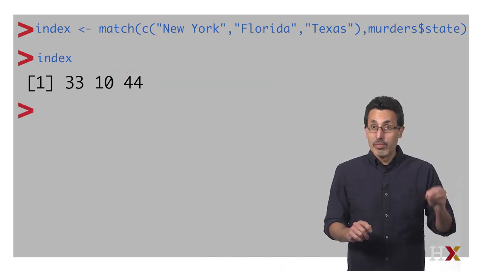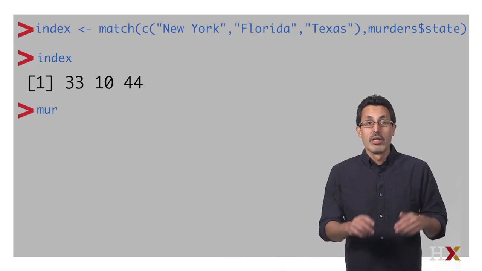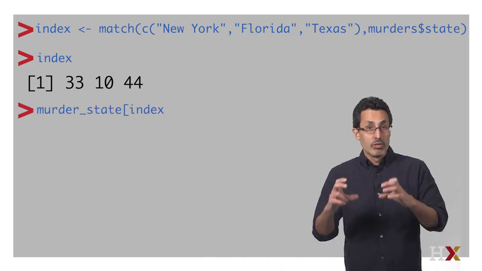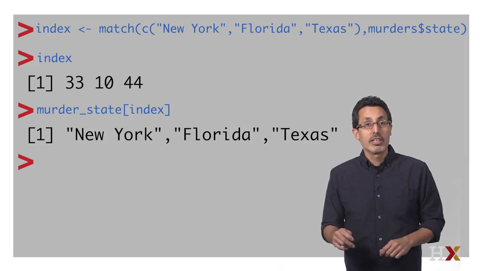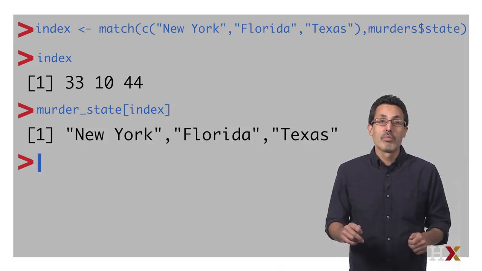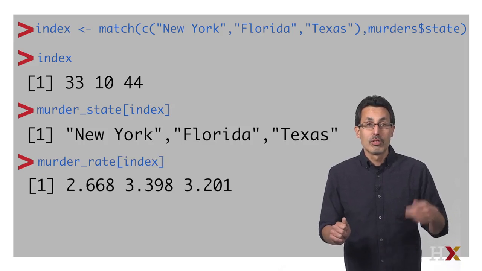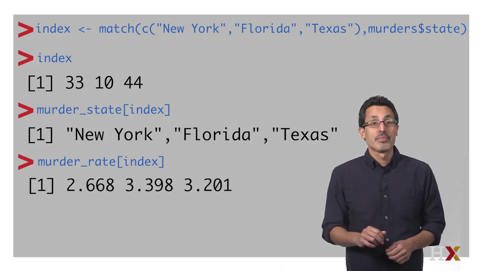So now to confirm that we did this right, we can simply type state of index, and see that we actually got the three states we wanted, New York, Florida, and Texas. And now we can also look at the murder rates of these three states, which are 2.66, 3.4, and 3.2.